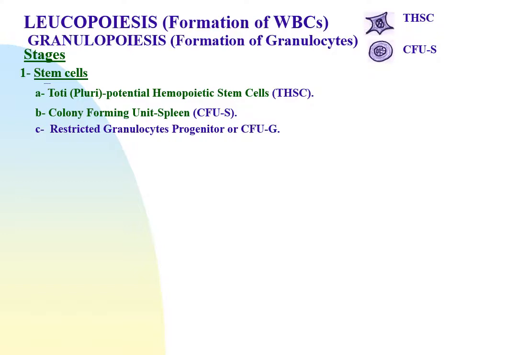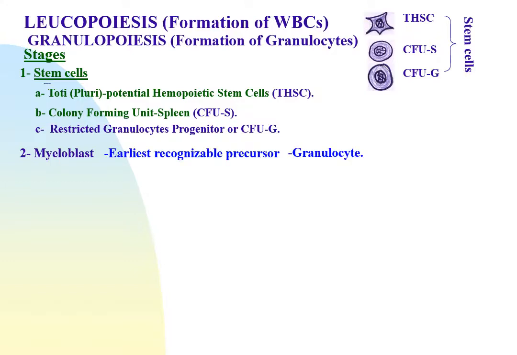Restricted granulocyte progenitor or colony-forming unit granulocytes. These are further restricted stem cells only to form granulocytes. They are rounded with lightly basophilic cytoplasm and a large pale rounded nucleus. Myeloblast is the earliest recognizable precursor of granulocyte.